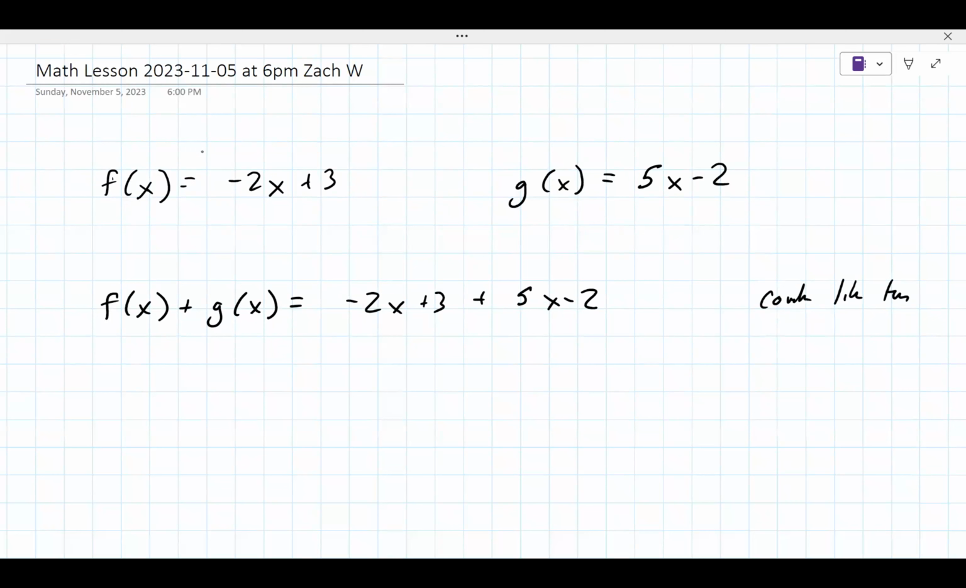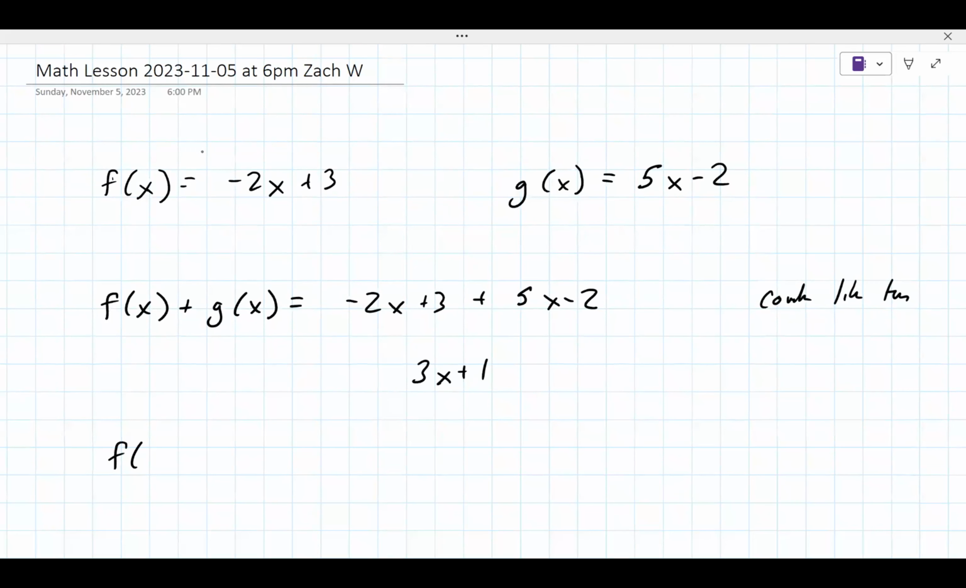x minus 2. Let's just go through a few of these. What is f of x plus g of x? What happens when you add the two functions? Well, you just literally add them together, and then you have to combine like terms. What would that look like? That would be 3x plus 1.